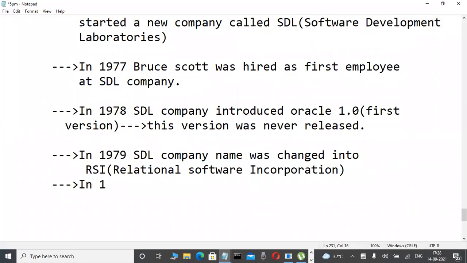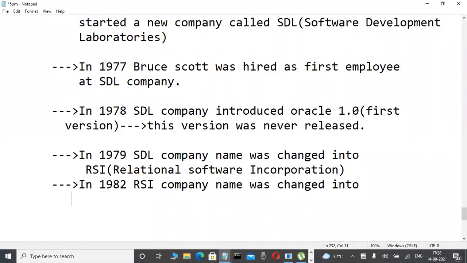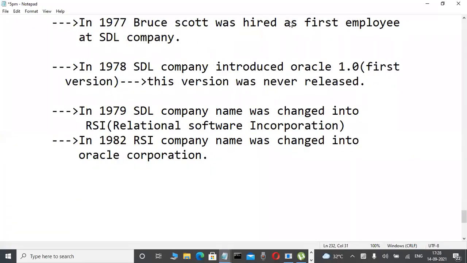In 1982, the RSI company name was changed into Oracle Corporation. Note these things down. Very easy.